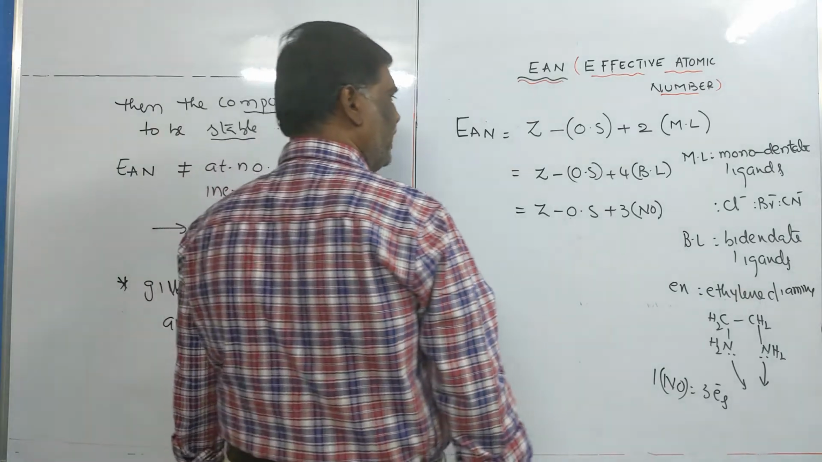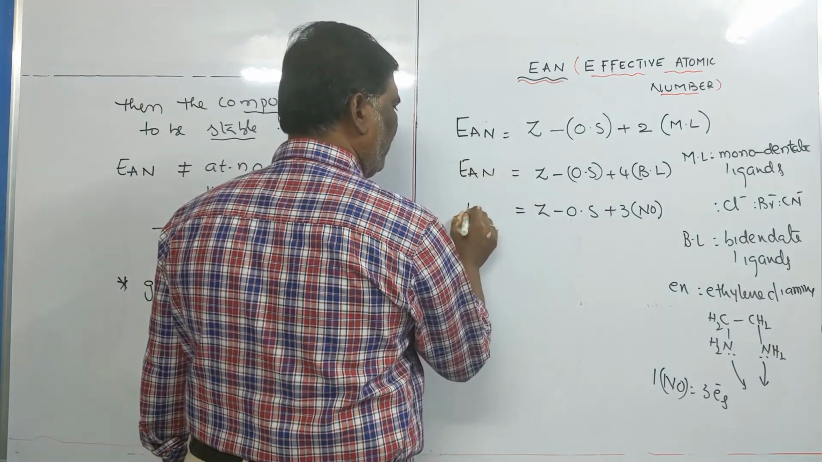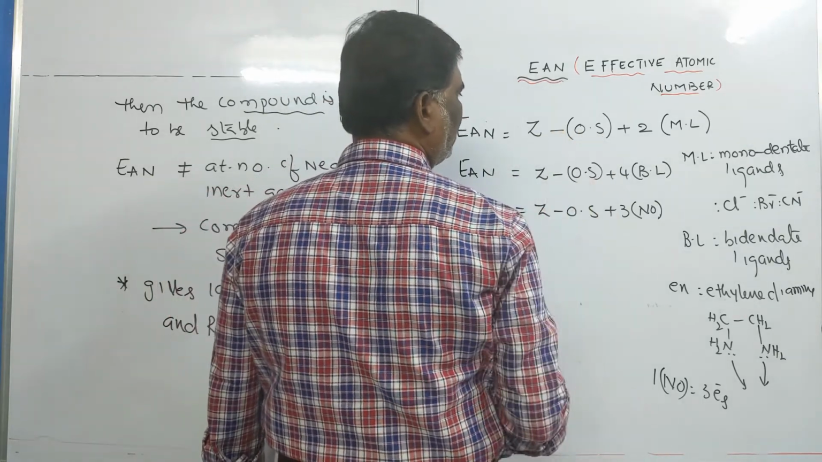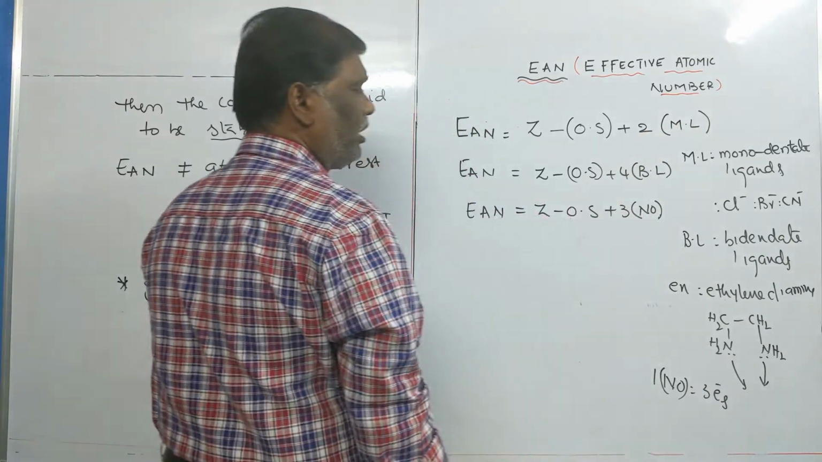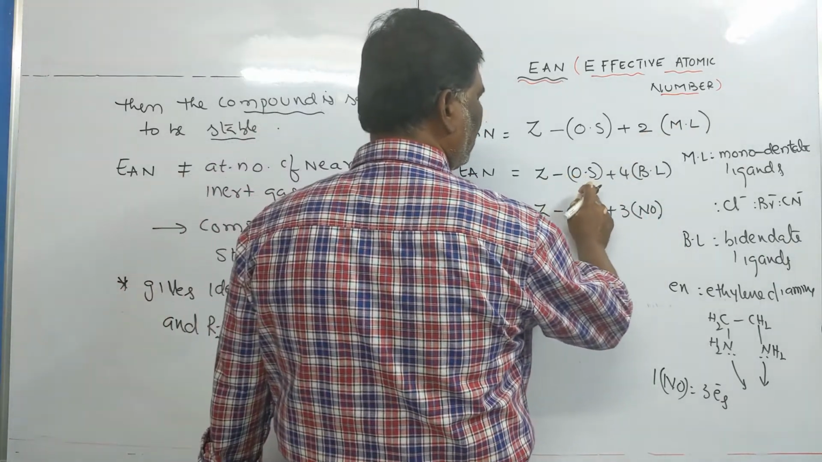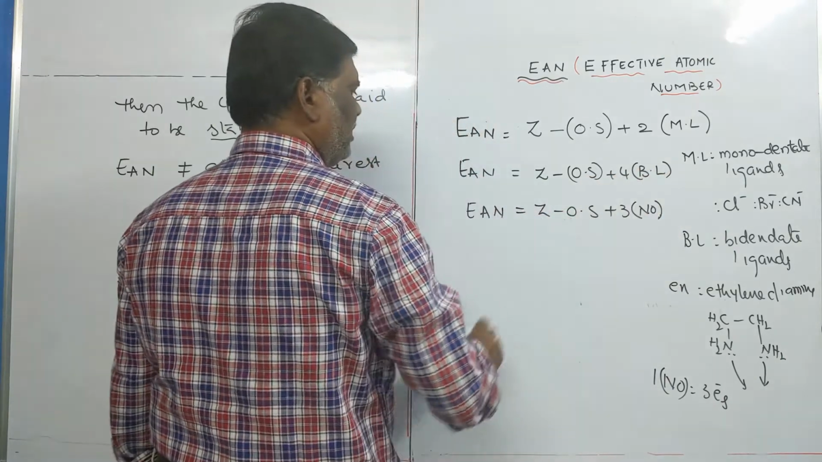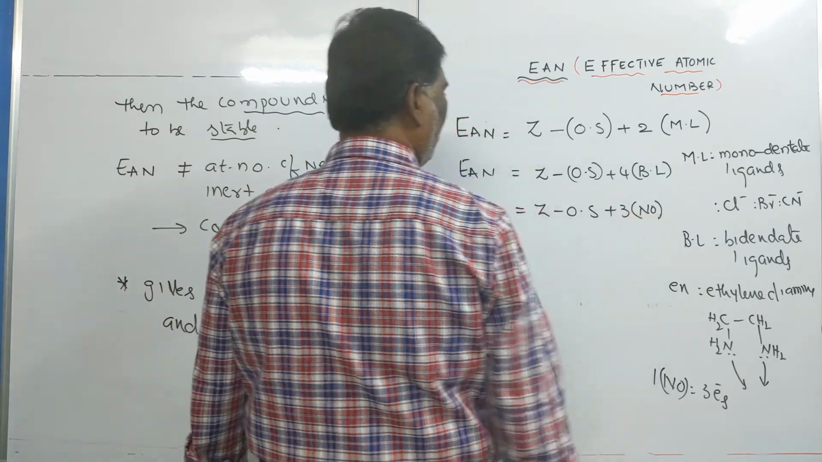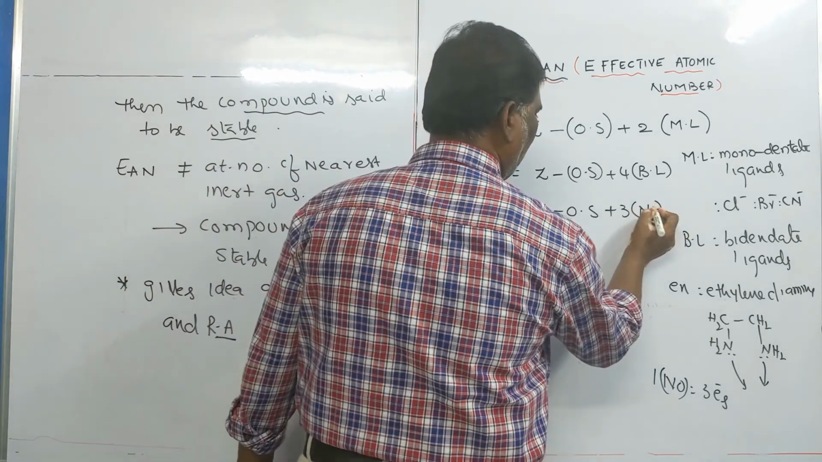I will recall once again. Effective atomic number is Z minus oxidation state plus 2 into the number of monodentate ligands; Z minus oxidation state plus 4 into the number of bidentate ligands; Z minus oxidation state plus 3 into the number of NO, where NO means nitric oxide molecules.